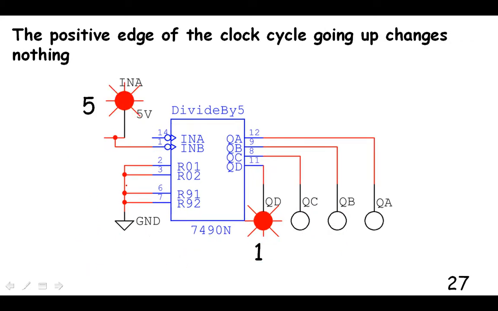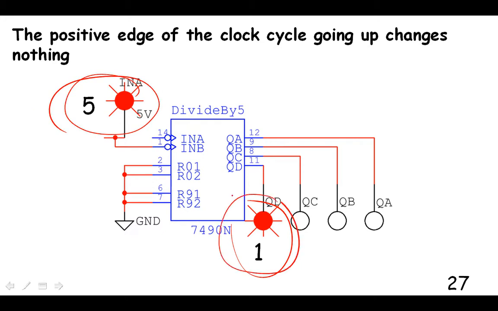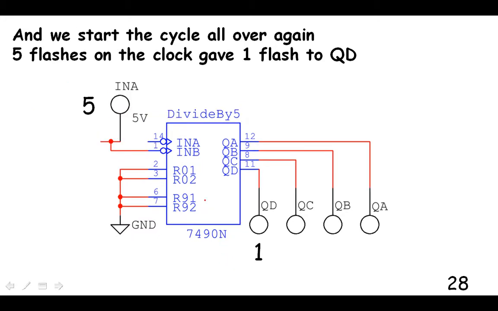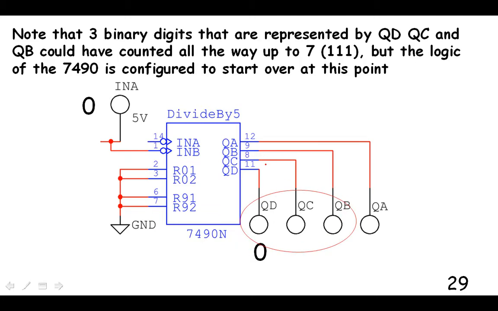There's 5. So that goes high again. This is still high, no change. So now we've flashed 5 times here for 1 flash of that guy. Divide by 5. And then the input of B goes low again, and we start the cycle once again for the input B divide by 5.